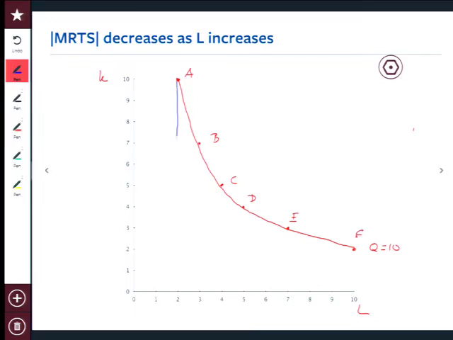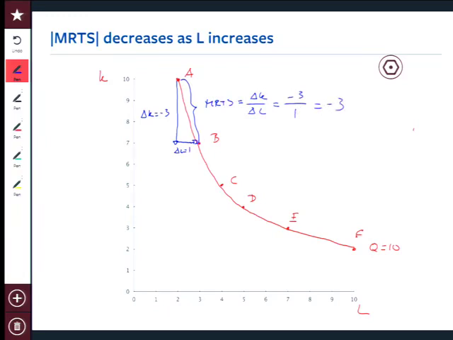If I go from A to B, I give up 3 units of capital and add one more unit of labor. So change in capital is -3. Change in labor is 1. If I give up 3 units of capital, I only have to add one more unit of labor and I produce the same output. Or the other way around, if I add one more unit of labor, I can give up 3 units of capital and produce the same output as before. So from A to B, the marginal rate of technical substitution is the change in capital over the change in labor. It's -3 over 1, which is equal to -3.